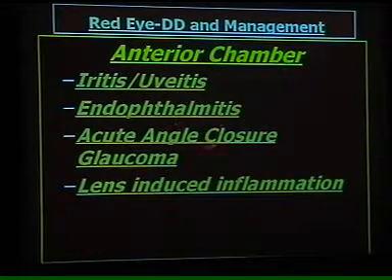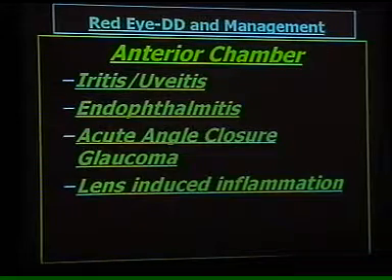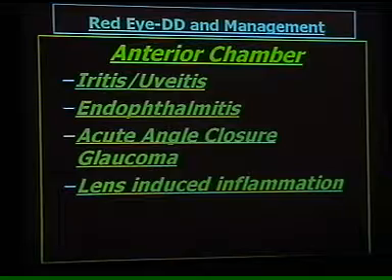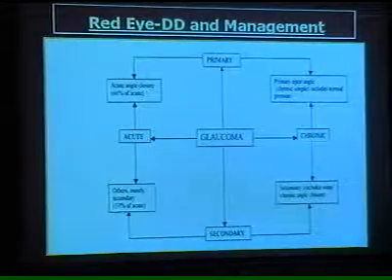They can damage the field, damage the vision, and cause permanent visual loss, and it's a potentially blinding condition. So early diagnosis, picking up the findings, and then managing it or referring it is the hallmark of management of these three conditions.